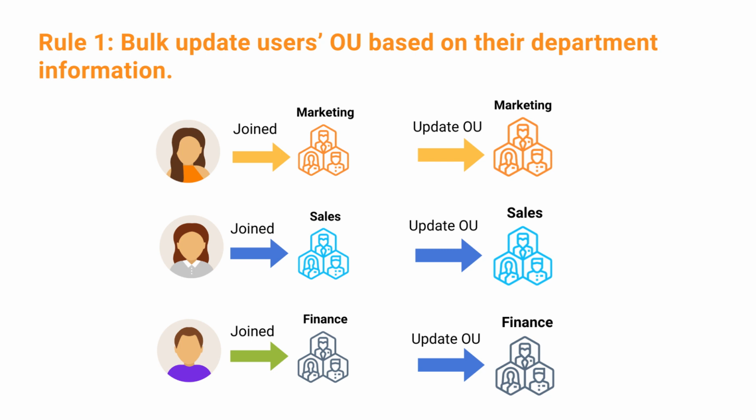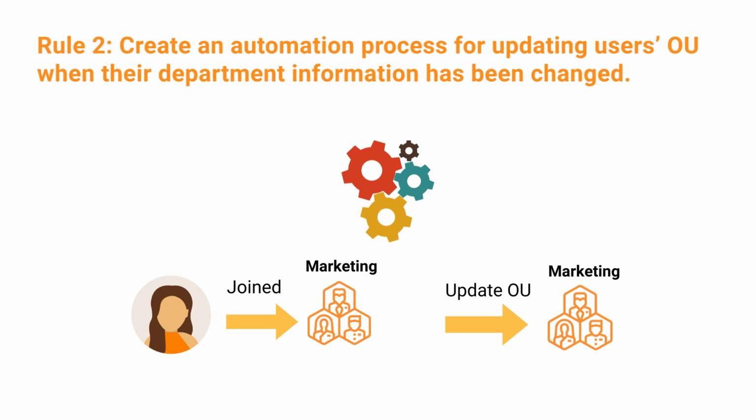Instructions. This use case, in fact, contains two closely related use cases. Rule 1. Bulk update users' OU based on their department information. This rule exports users with a CSV file having two columns, the primary email and department. Rule 2. Create an automation process for updating users' OU when their department information has been changed.